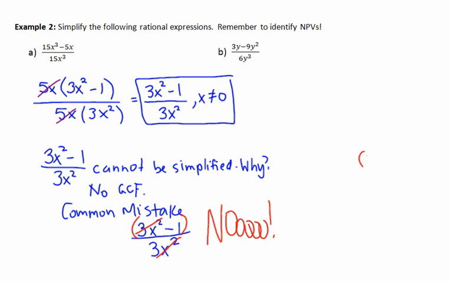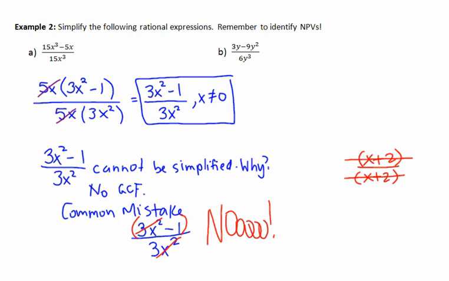So only identical binomials can cancel each other. Like if I had x plus 2 divided by x plus 2, then yes, that can cancel out and reduce to 1. When we have a binomial, it has to be divided by an identical binomial to reduce out. And only monomials with monomials can be reduced. That's why we're factoring it out.